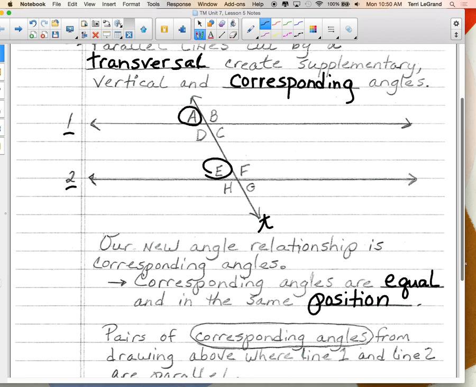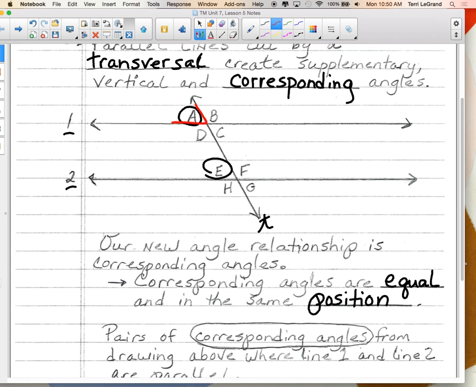Because it's a vertical angle to angle A, and since A and C are vertical angles, we know they're equal, which would then make C equal to E, because A and E are equal because they have a corresponding angle relationship. But right now, we're just looking for the corresponding angle relationships. And these two have the same shape. I'm going to outline for you what I mean.